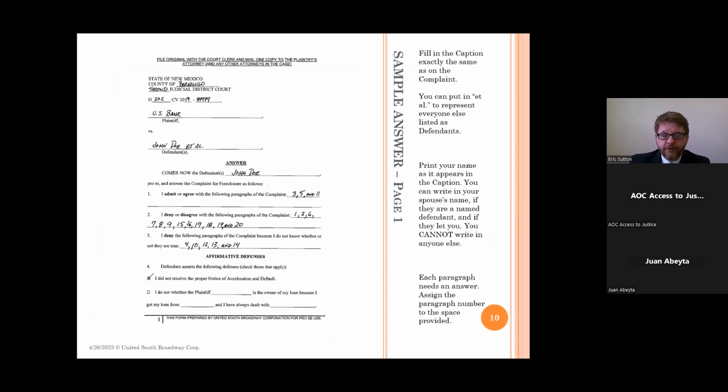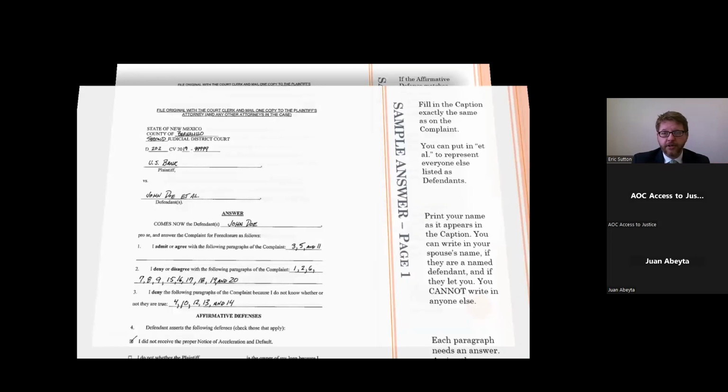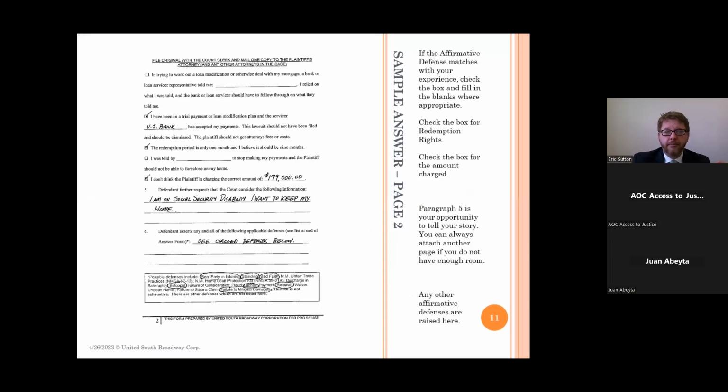And then there's a section for affirmative defenses. For example, if the person did not receive the notice of acceleration in default, saying that they were behind in the payments and giving them the opportunity to catch up. That is an allowable defense. And there's a number of other options here relating to various defenses.